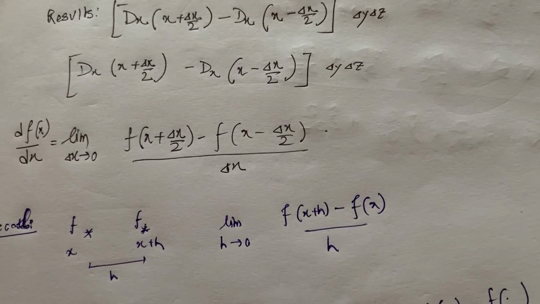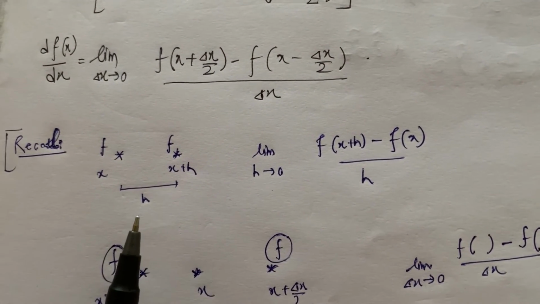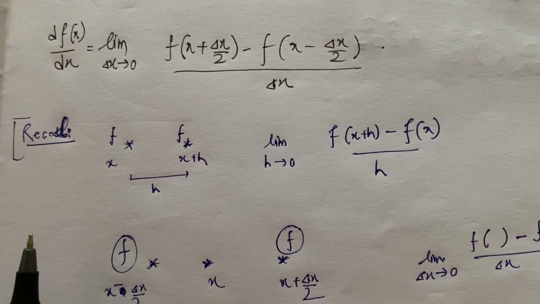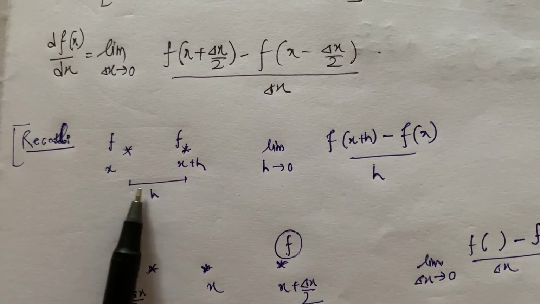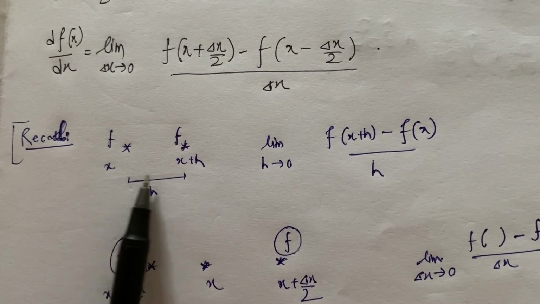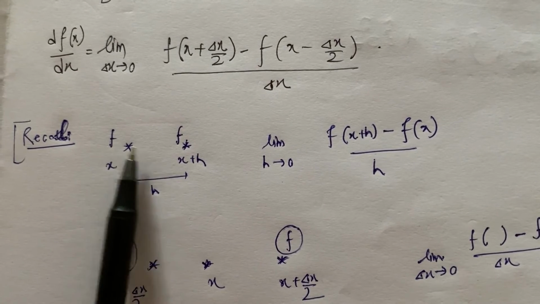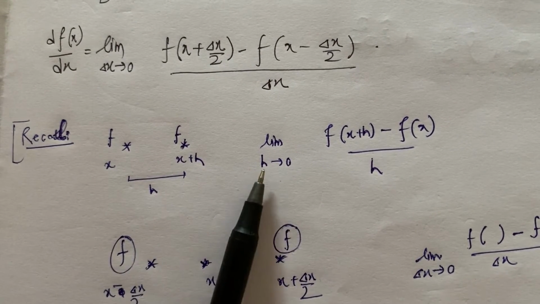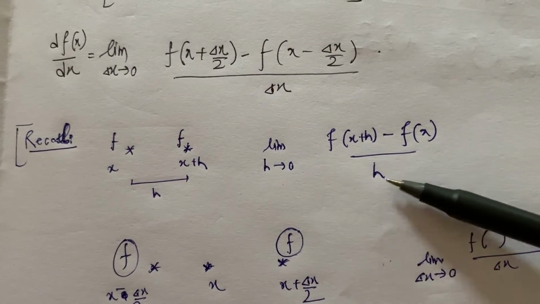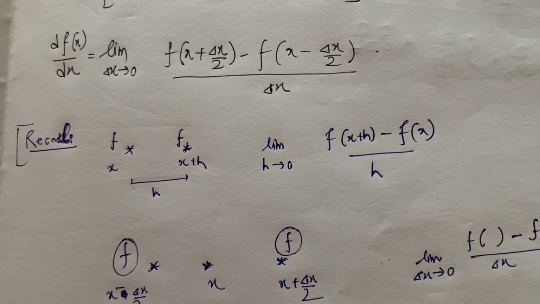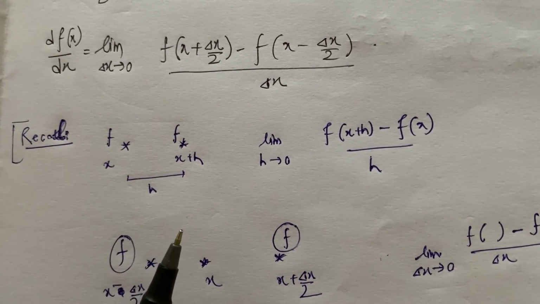Now let us just recall one thing we have learned in class 11 or 12. We have already learned that if we have two points where the two values of x coordinates are x and x plus h, then we evaluate the function f at the corresponding points, and we can easily define df dx like this. This is a standard method of defining the derivative of a function f.